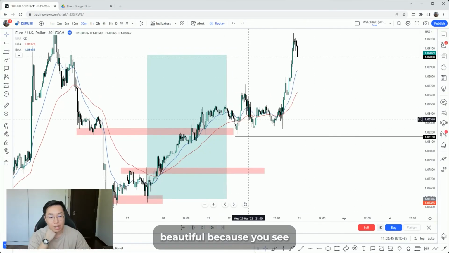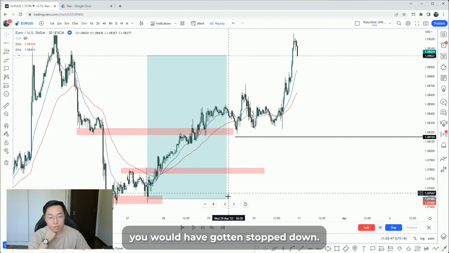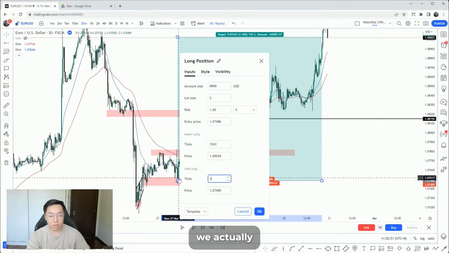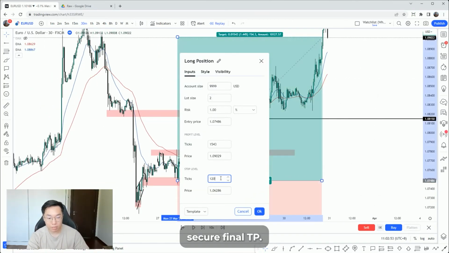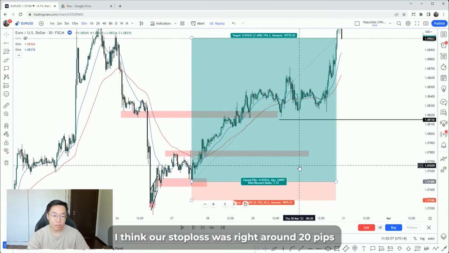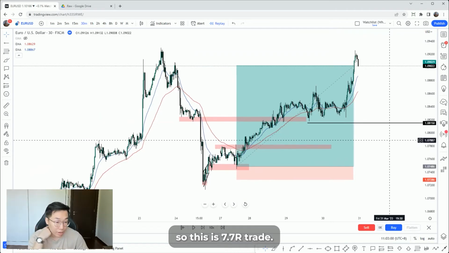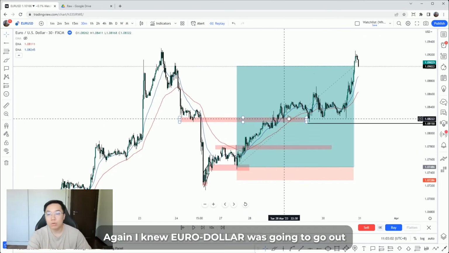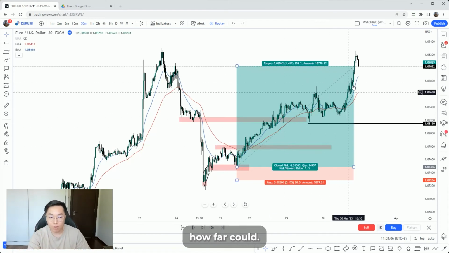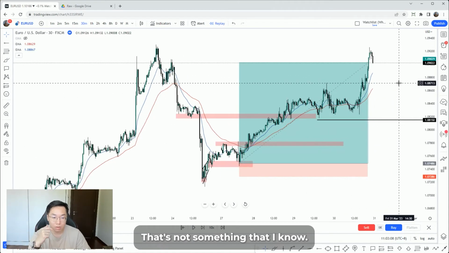Beautiful, because you see, if you trail your stops too tight, you would have been stopped out. So for this trade, we secured the final TP. I think our stop loss was right around 20 pips, so this is a 7.7R trade. Again, I knew euro dollar was going to go up, of course, because we're doing backtesting, but I did not know how far it could stretch. That's not something that I know.